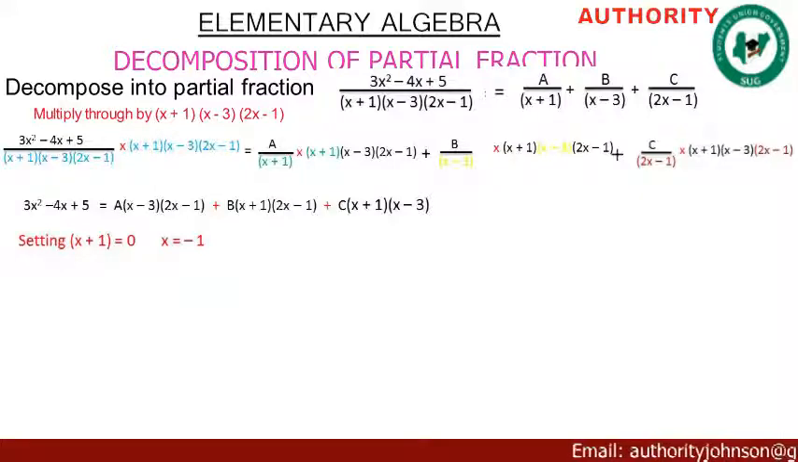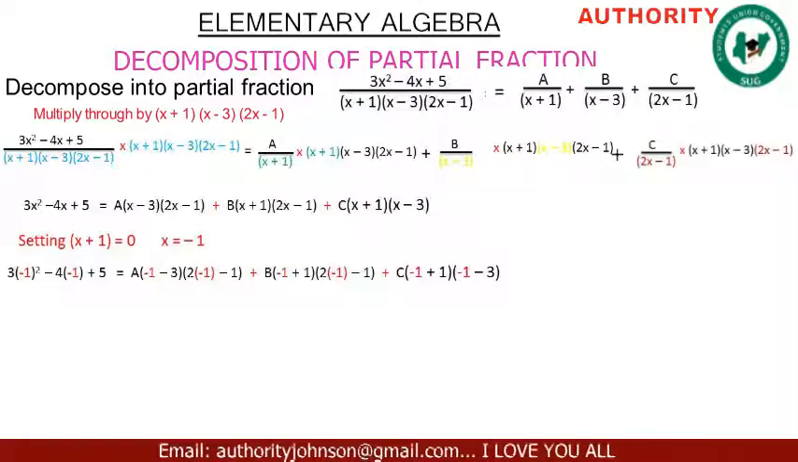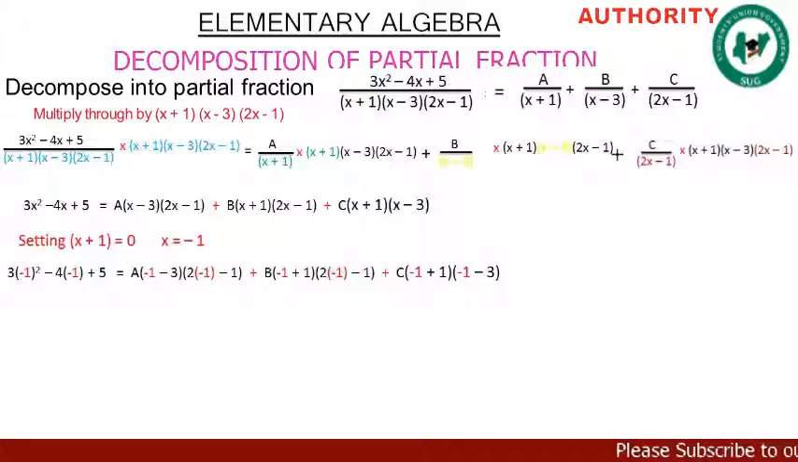So in this expression, anywhere we see x, we're going to equate it to what? −1. So we're going to have 3(−1)² − 4(−1) + 5 is equal to A(−1 − 3)(2(−1) − 1) plus B(−1 + 1)(2(−1) − 1) plus C(−1 + 1)(−1 − 3).